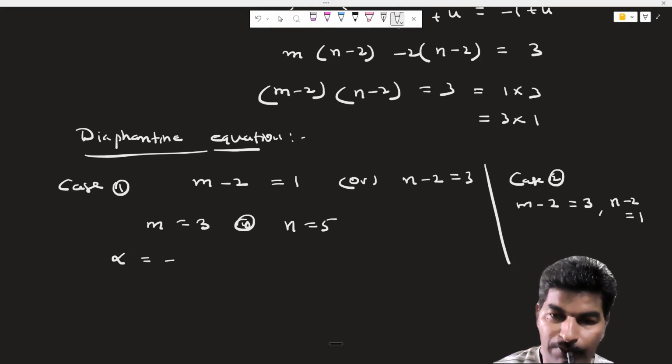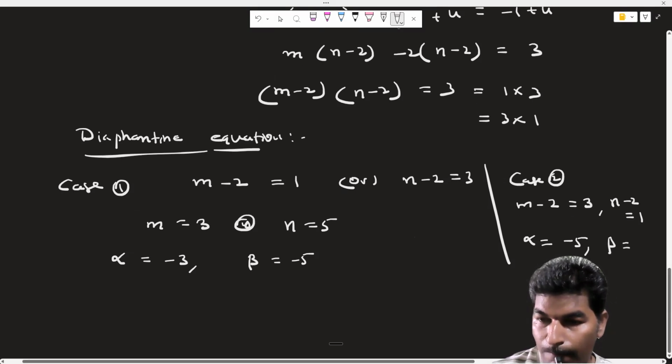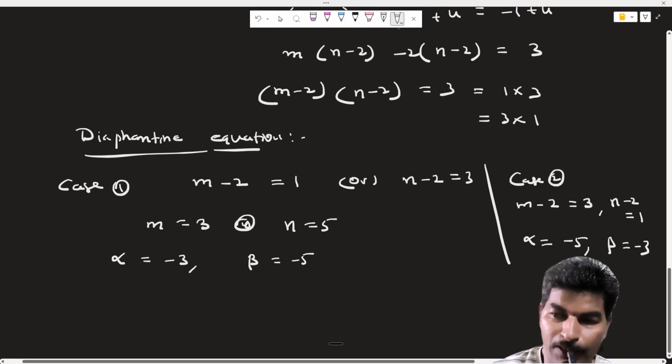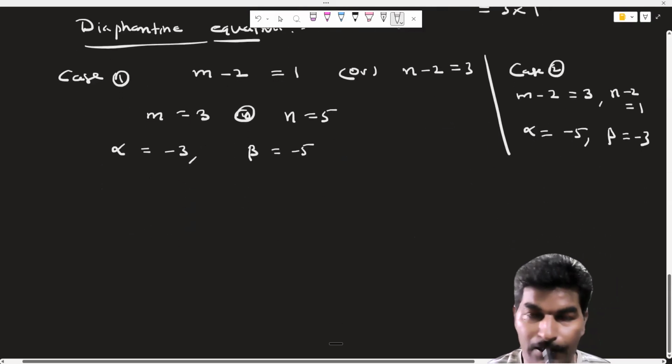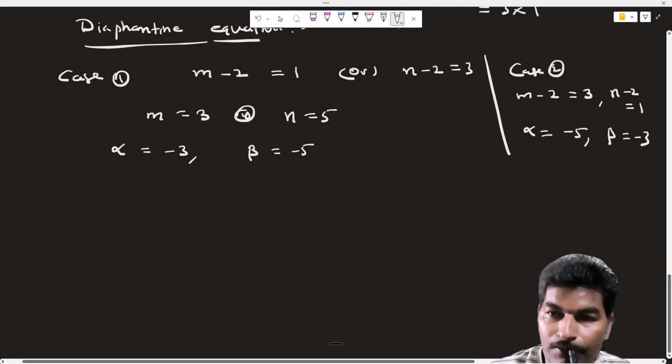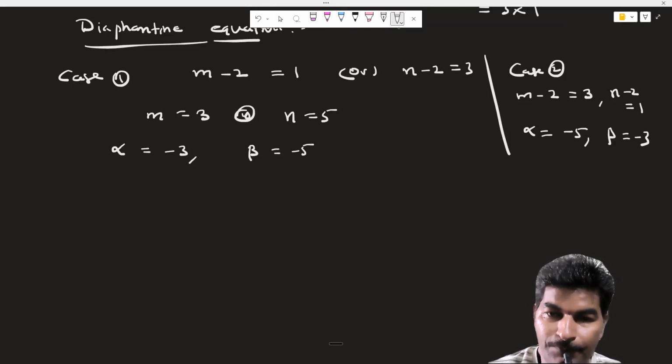Actually, the roots are alpha is equal to minus 3 and beta is equal to minus 5. And in the other case, alpha is equal to minus 5 and beta is equal to minus 3. But both are similar roots, so we can go with one case, not needed two different cases. After getting alpha and beta values, it is easy to create a quadratic equation. The quadratic equation will be x minus alpha into x minus beta equal to 0.